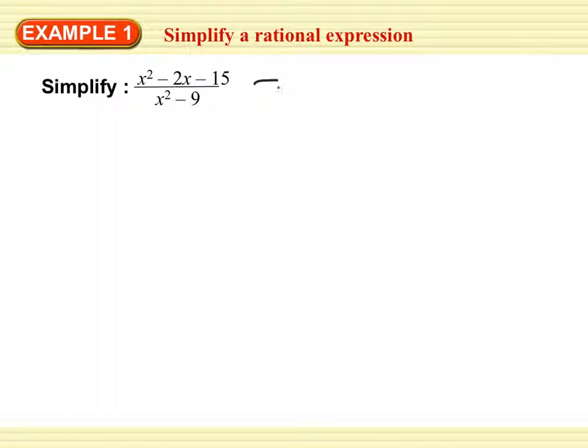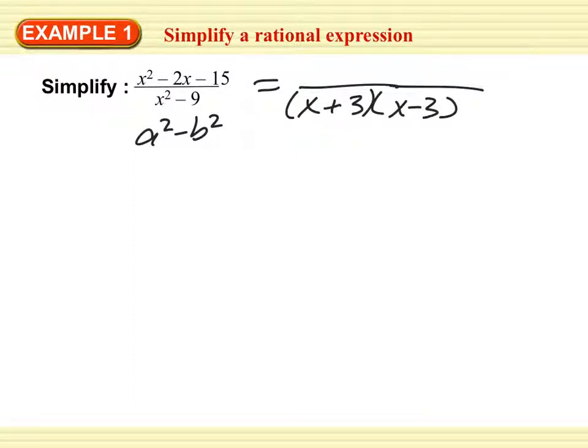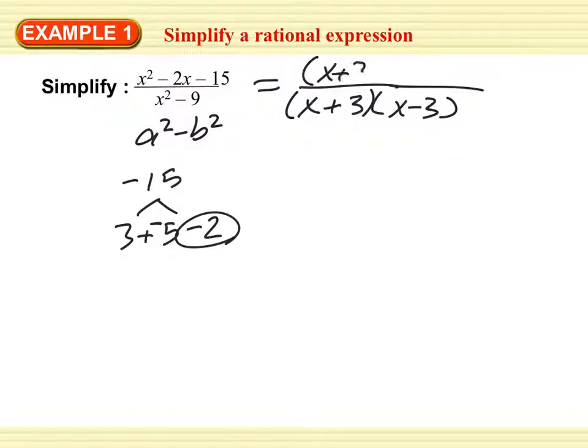So that denominator is an a squared minus b squared form, which gives us a plus b and a minus b. Okay, the numerator is, I've got two things that multiply to negative 15 and add to negative 2. I think 3 times 5. If that's a negative 5 and I add those together, I get negative 2. So x plus 3 and x minus 5.